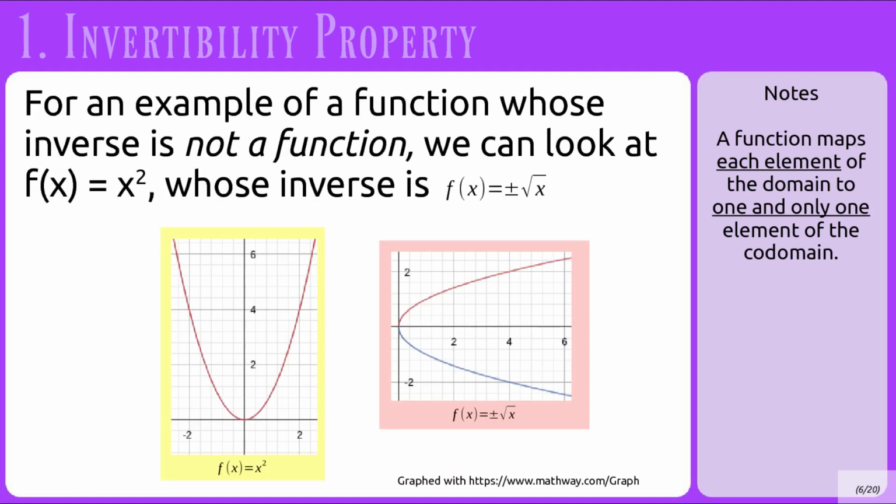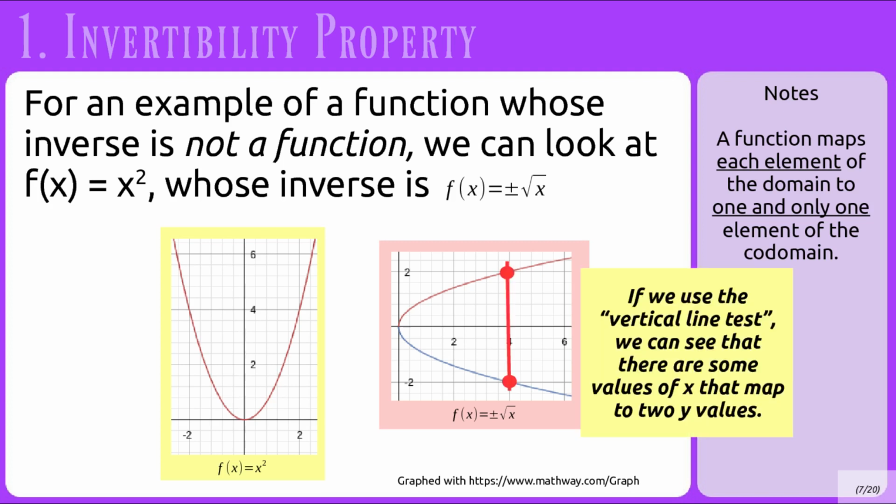For an example of a function whose inverse is not a function, we can look at f of x equals x squared. Its inverse is going to be f of x equals plus or minus the square root of x. If we use the vertical line test, we can see that there are some values of x that map to two values of y. For this function, actually, every value of x maps to two values of y.